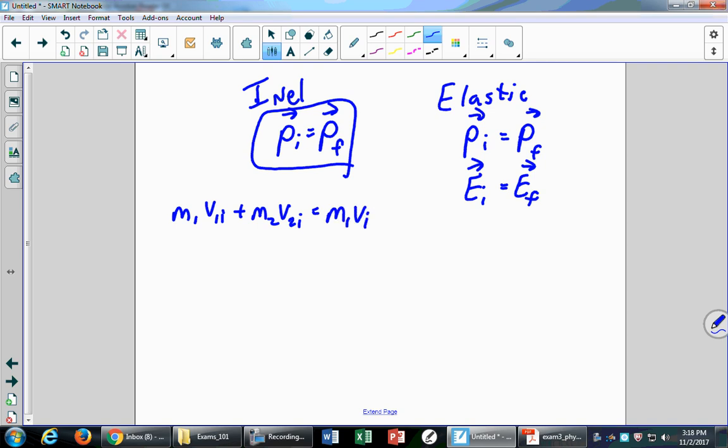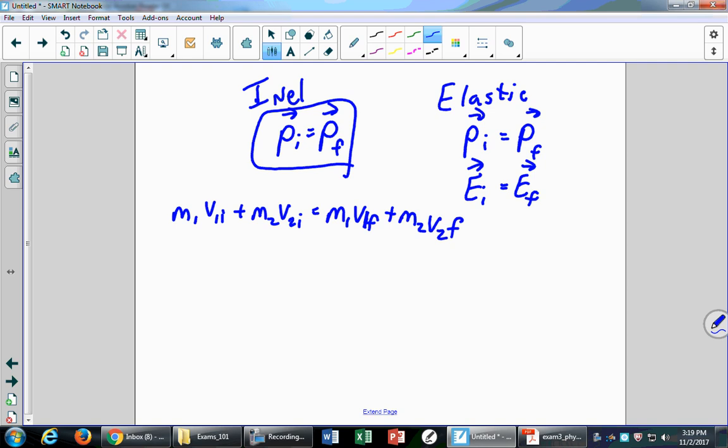M1 V1F plus M2 V2F. So that's where we're always starting. But sometimes some of these terms go to zero. For example, if your initial system is at rest, this whole side goes to zero. Or if something is at rest on the second side, then you'll lose one of those terms. So one or more may be equal to zero.